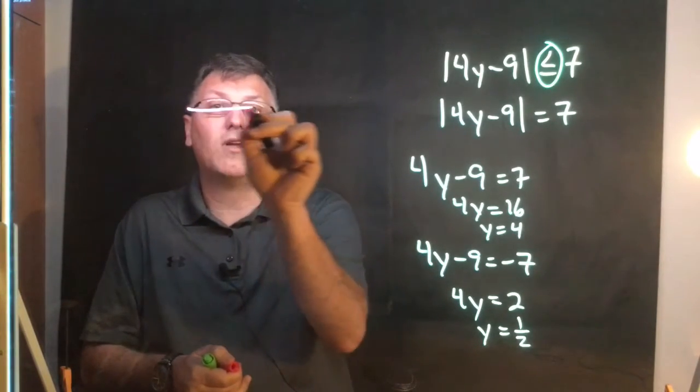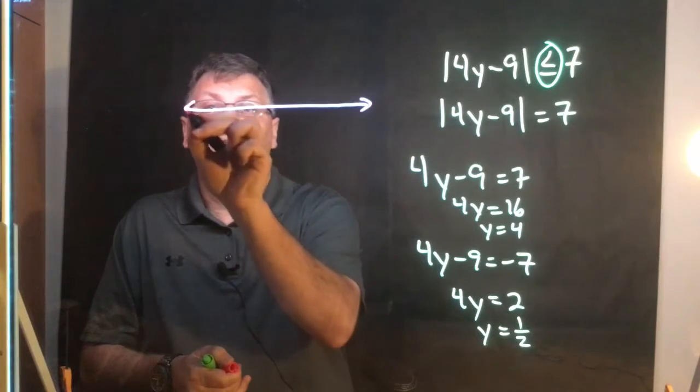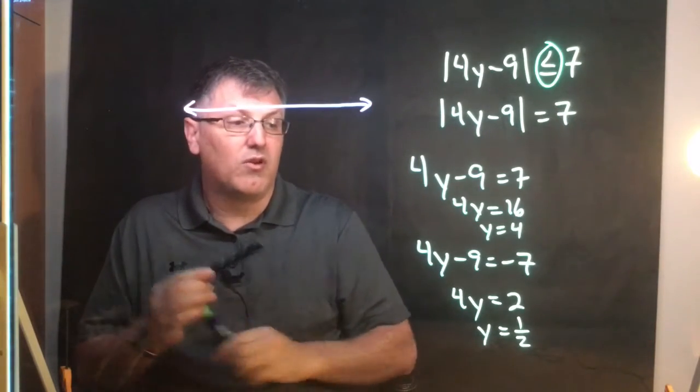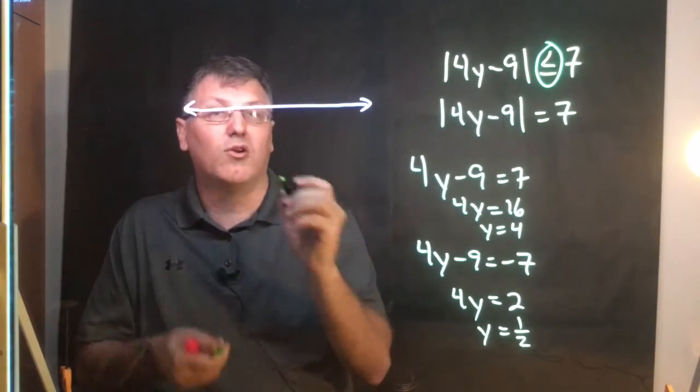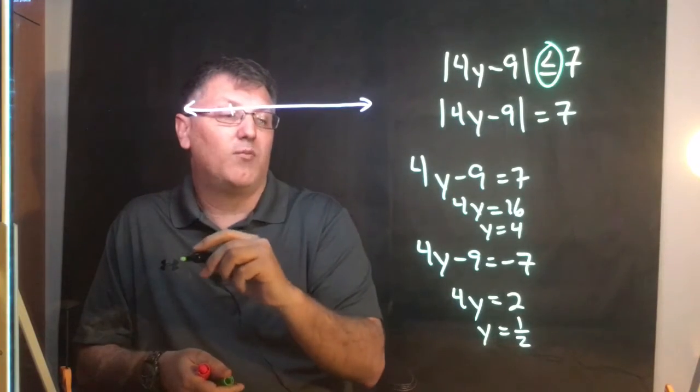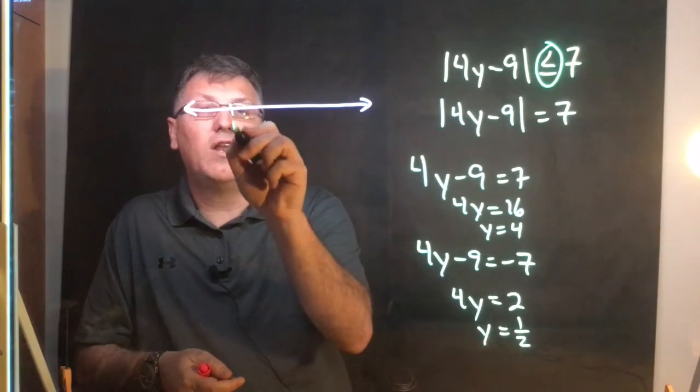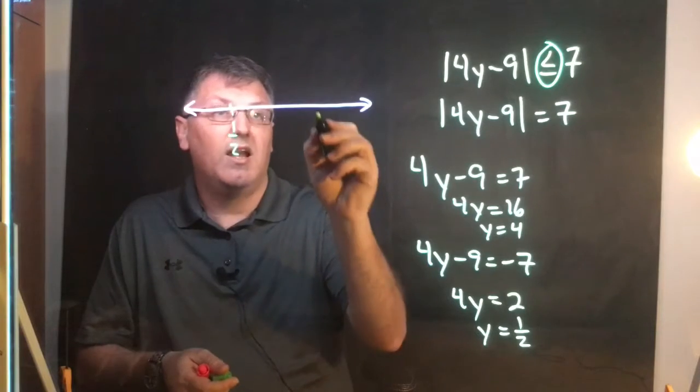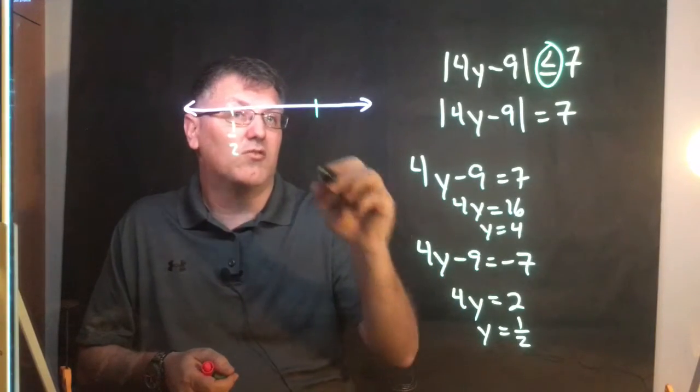So we're going to do a number line. And on this number line, we're going to put our critical values in the correct order. So I'm going to have a spot here, which is going to be 1/2. And I have a spot here, which is going to be 4.